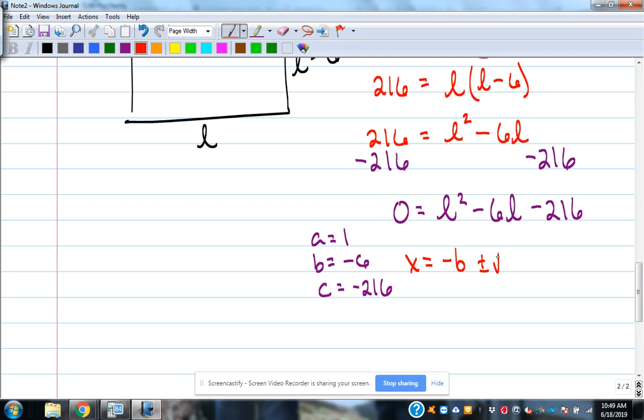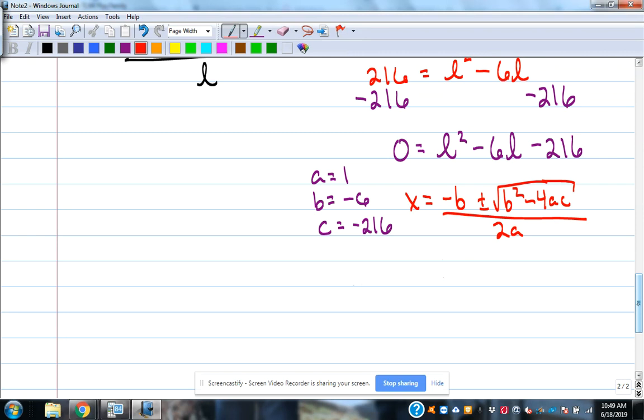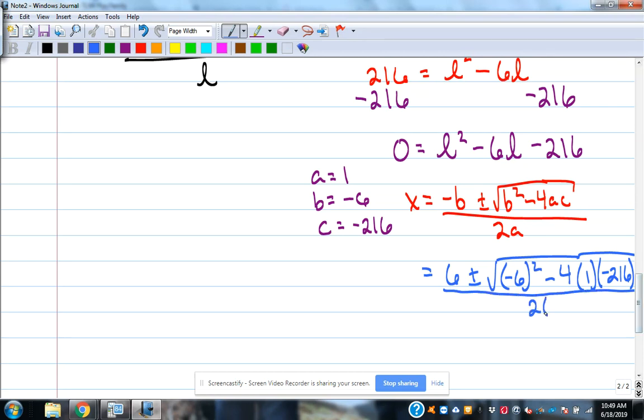Negative b plus or minus the square root of b squared minus 4 times a times c, over 2a. So I'm just remembering what the quadratic formula is, and then I'm plugging in the stuff that I know. I know that negative 6 would be positive 6, plus or minus the square root of negative 6 squared minus 4 times 1 times negative 216, and then over 2 times a, 2 times 1.